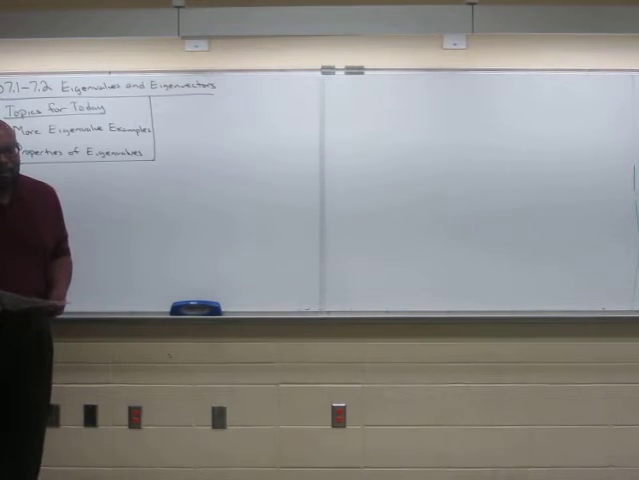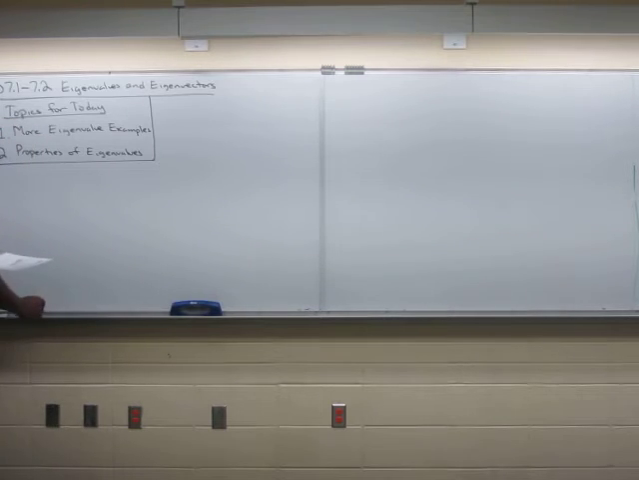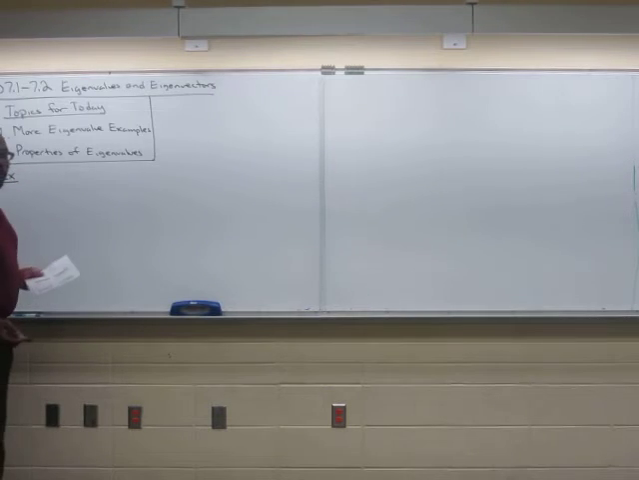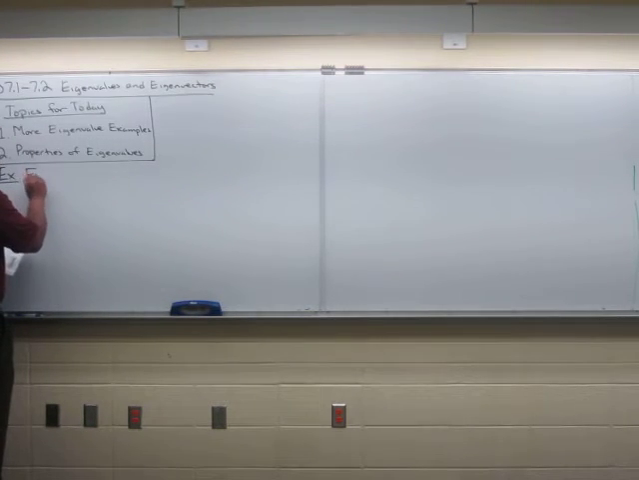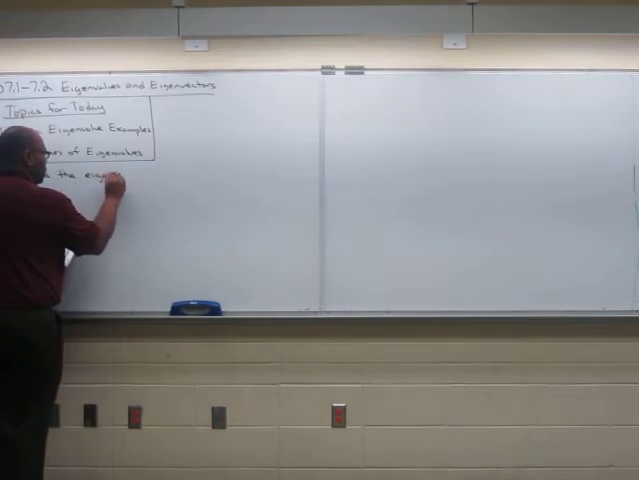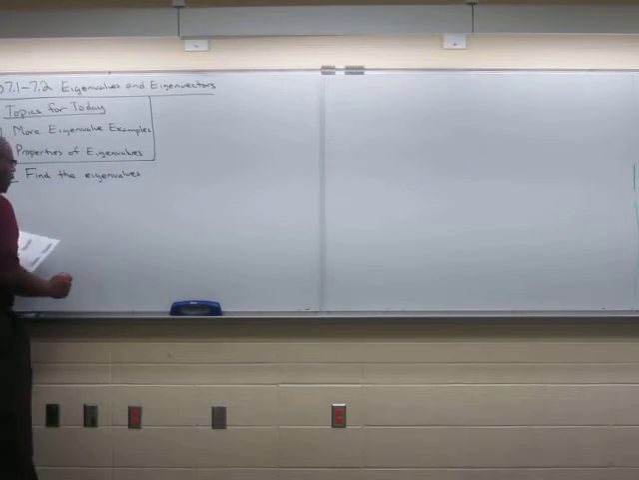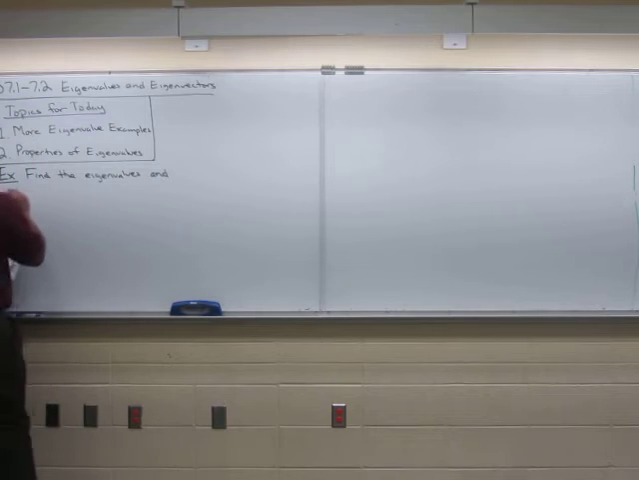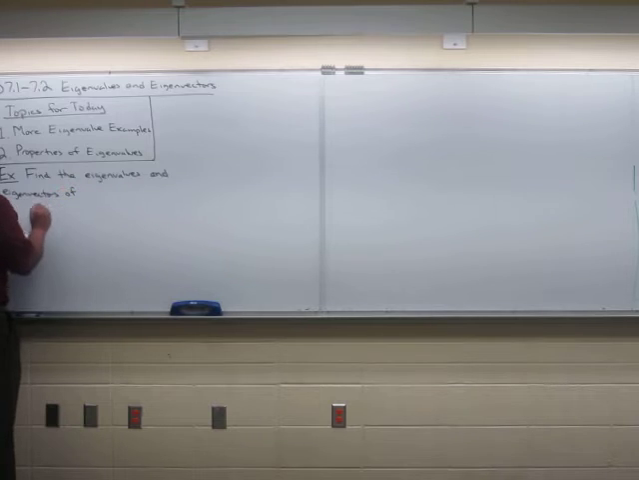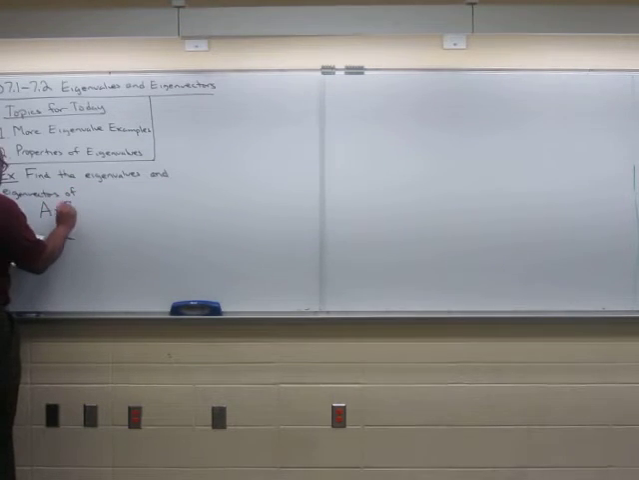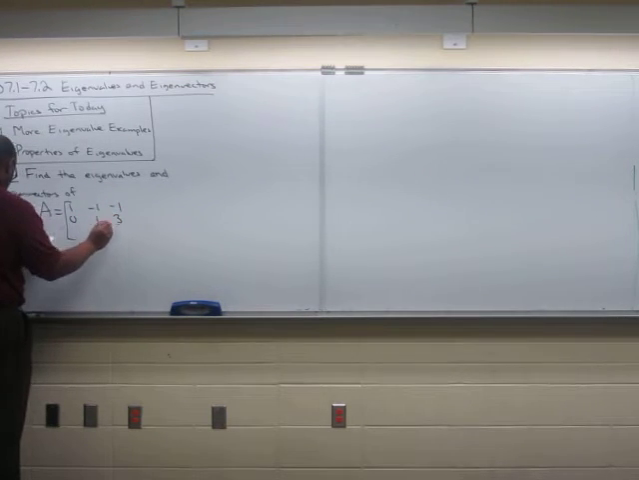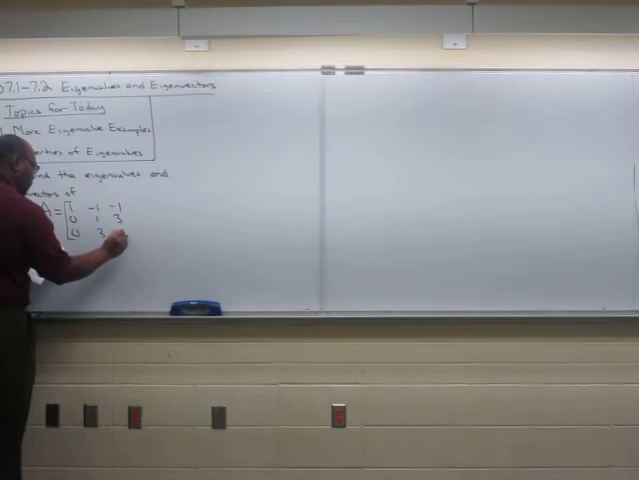So let's get started where we left off. First example: I want to do a 3x3 example this time. Find the eigenvalues and eigenvectors of A equal to the matrix with rows 1, -1, -1; 0, 1, 3; 0, 3, 1.